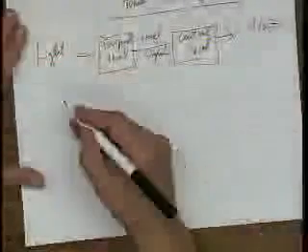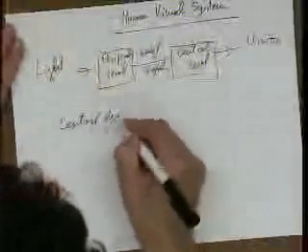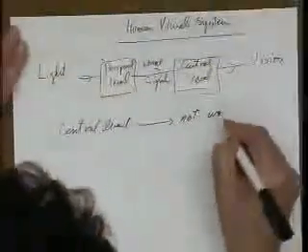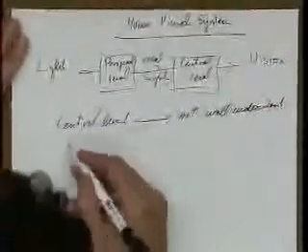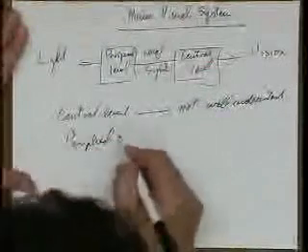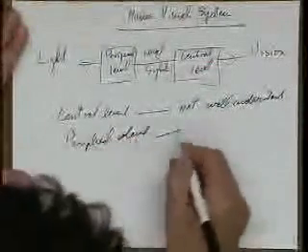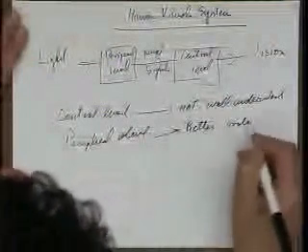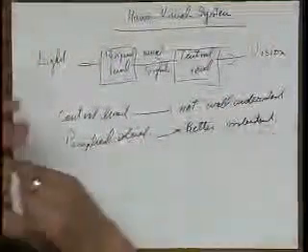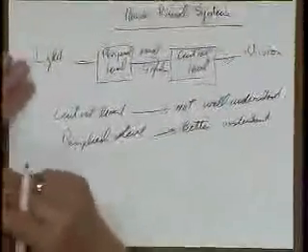So generally speaking, the central level part is not well understood at all. On the other hand, the peripheral level is slightly better understood. And there's two ways people try to understand this whole system as a whole.